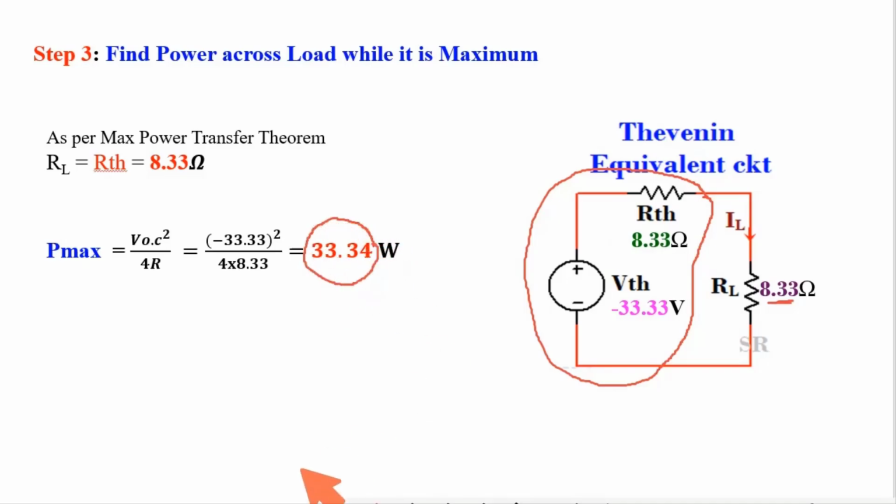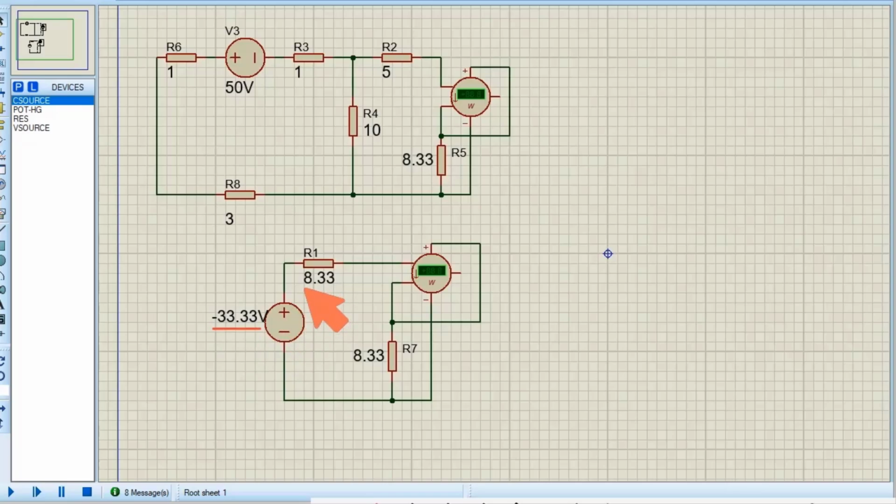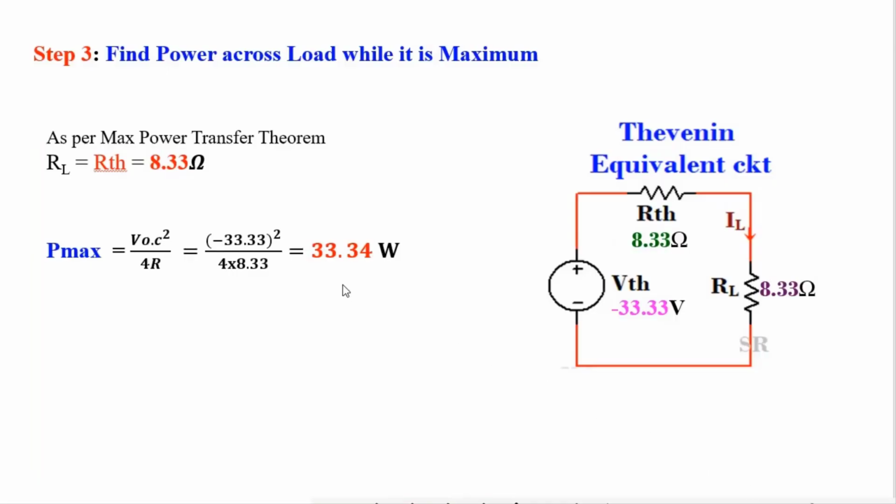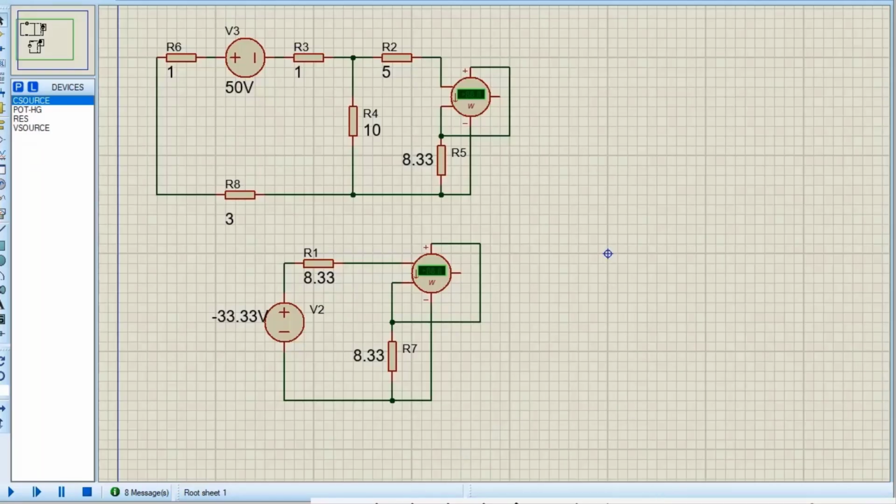Now using the simulation to see whether my calculation is right or not. Say this is VTH, this is RTH, and the load resistance is the same as RTH, and in the main circuit also I have used the same load resistance, 8.33 ohm. Now if I get the same power in the main circuit and in the equivalent circuit, and if it is 33.3, then it can be confirmed that my calculation is perfect. Now running the simulation.